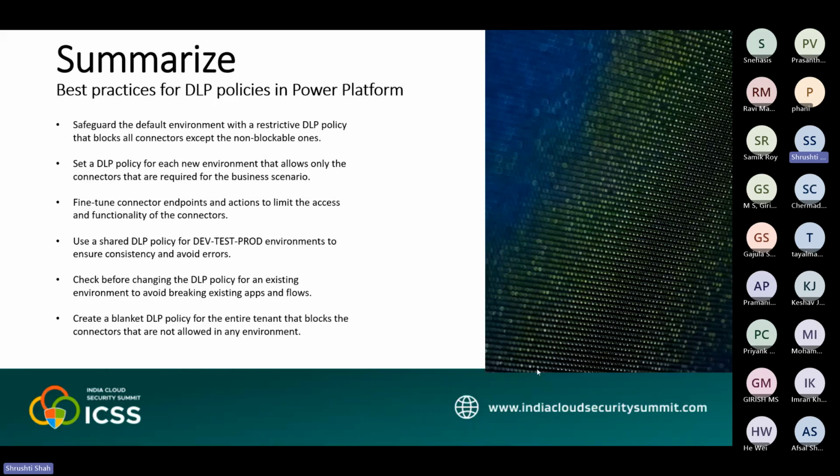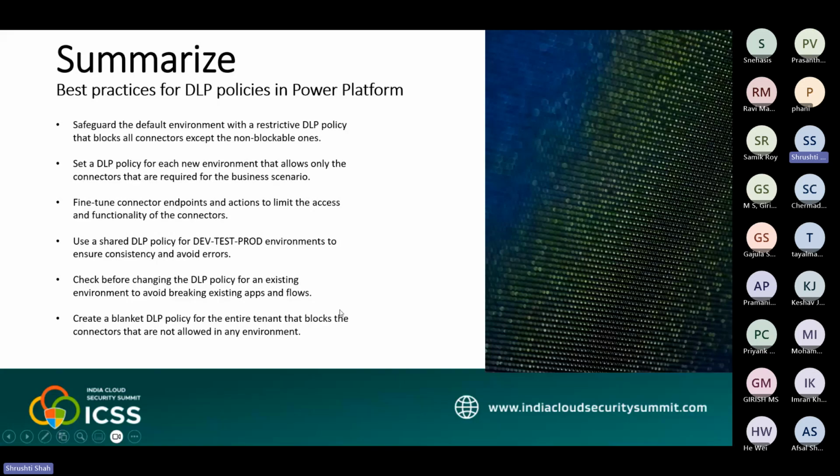Also keep in mind that if the environment is already in use based on the previous policy and now you're updating some connectors, then that will restrict them, and flows or apps will stop working and throw errors. So make sure that you test it thoroughly, and only then apply it and use it in your environment. These are some of the best practices which I would like to summarize towards the end.